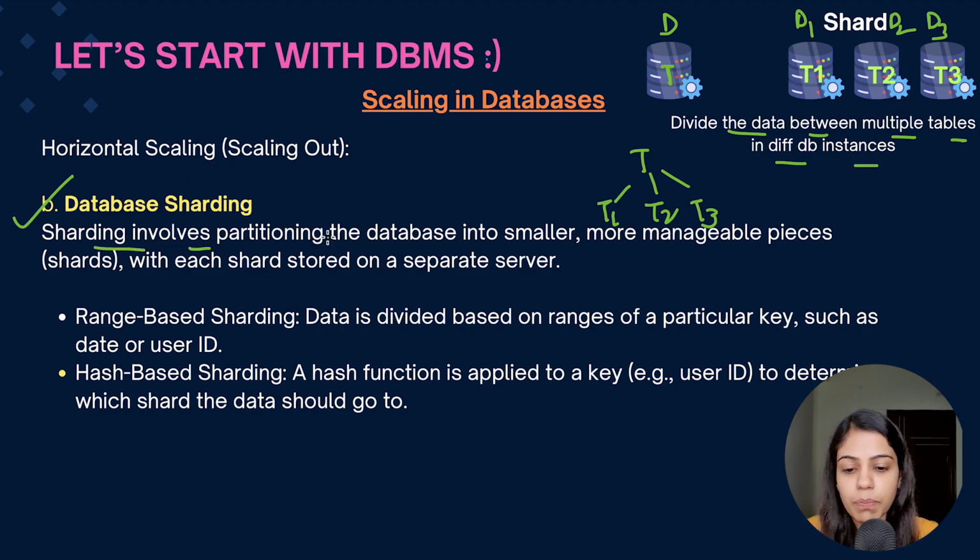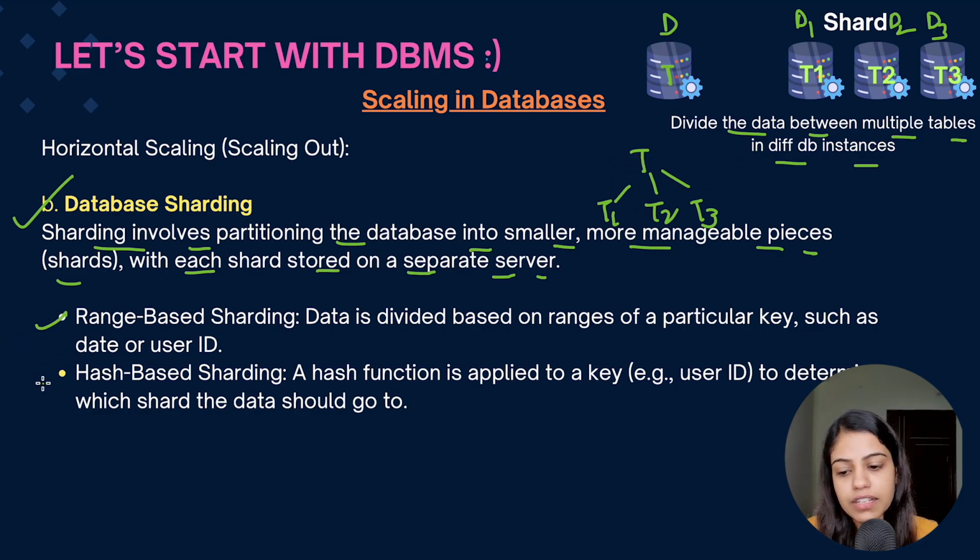So sharding involves partitioning the database into smaller, more manageable pieces called shards, with each shard stored on a separate server. So the database is divided into different shards D1, D2 and D3, which have different tables T1, T2 and T3, which have all the data which is present in the table T.